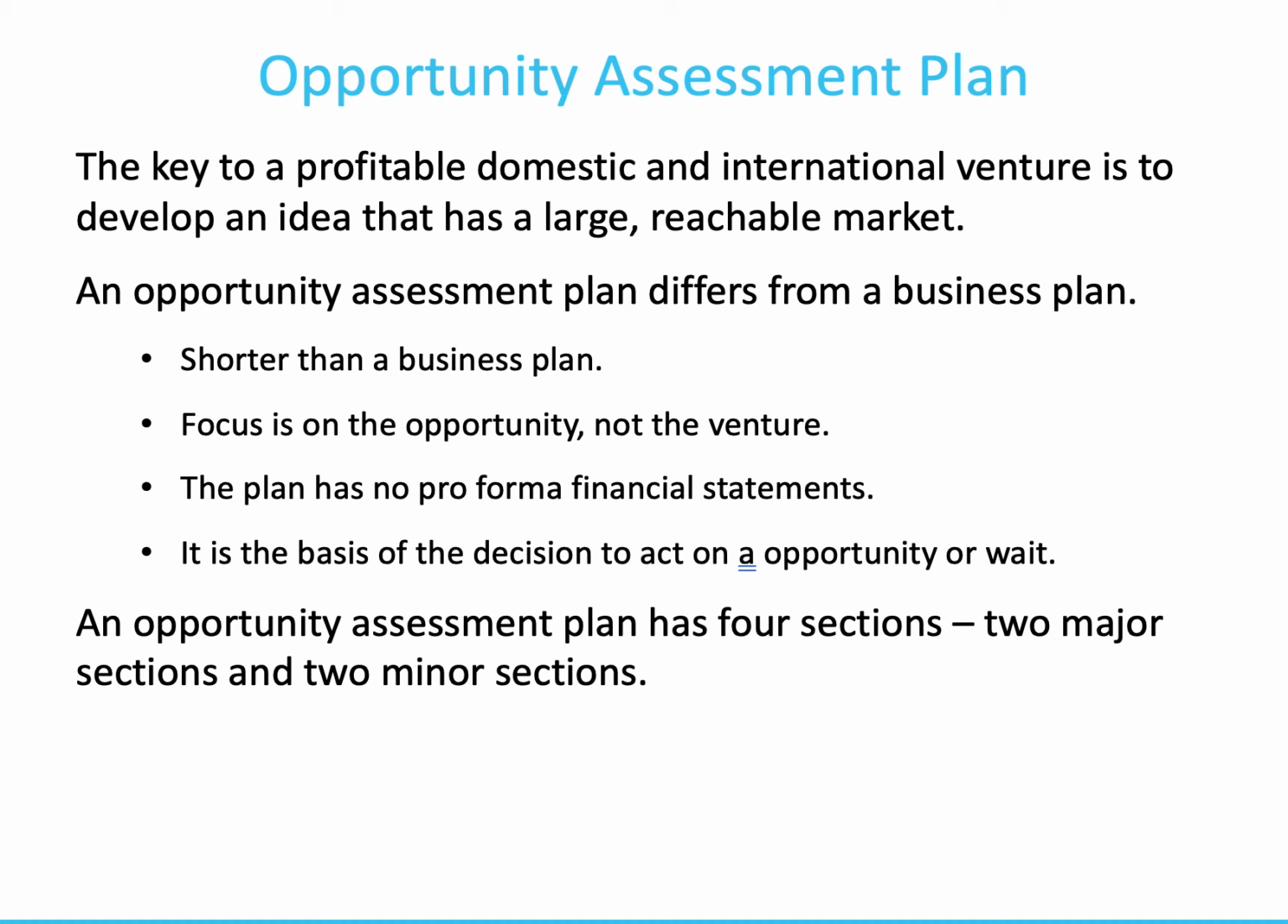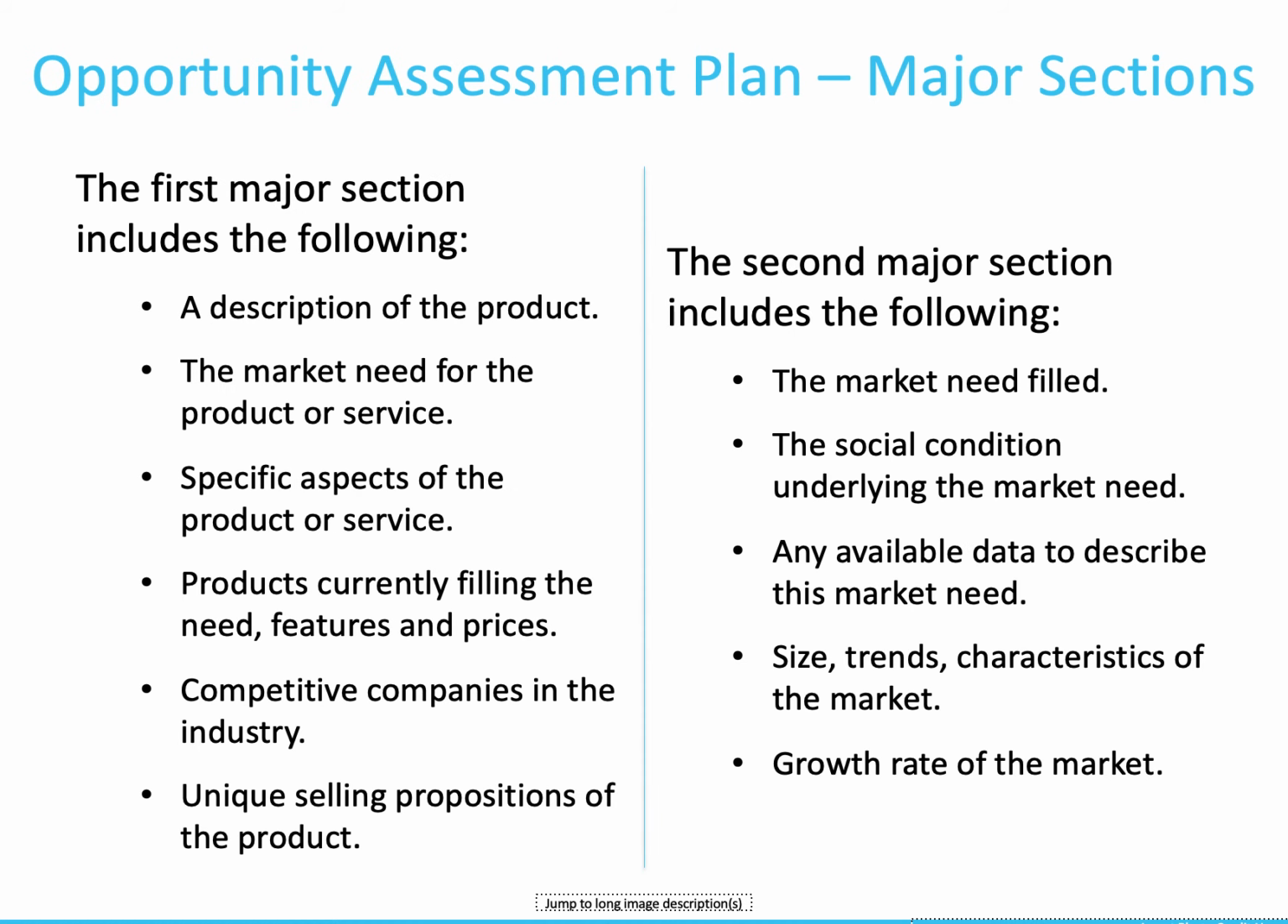The opportunity assessment plan has 4 sections, 2 major sections and 2 minor sections. Let's take a look at this a little closer. So the opportunity assessment plan, the major sections. The first major section includes the following: a description of your product or service, the market need for the product or service, specific aspects of the product or service, products currently filling the need, features and their prices, not yours, but looking at the competitive landscape, competitive companies in the industry, what are their strengths, what are their weaknesses, where could you attack them, unique selling propositions of the product, so why are people buying this now?